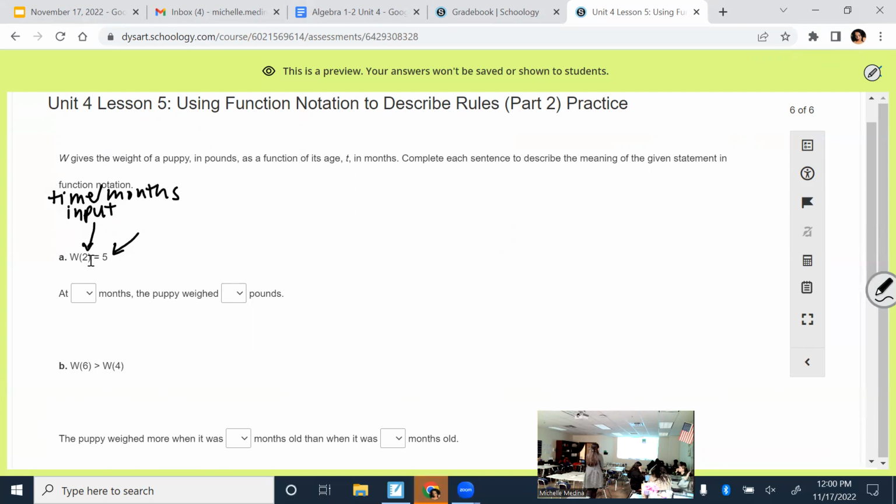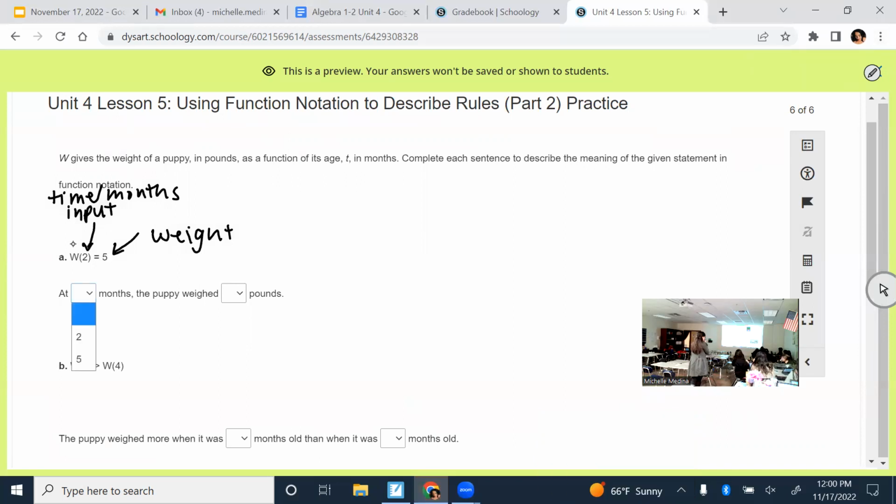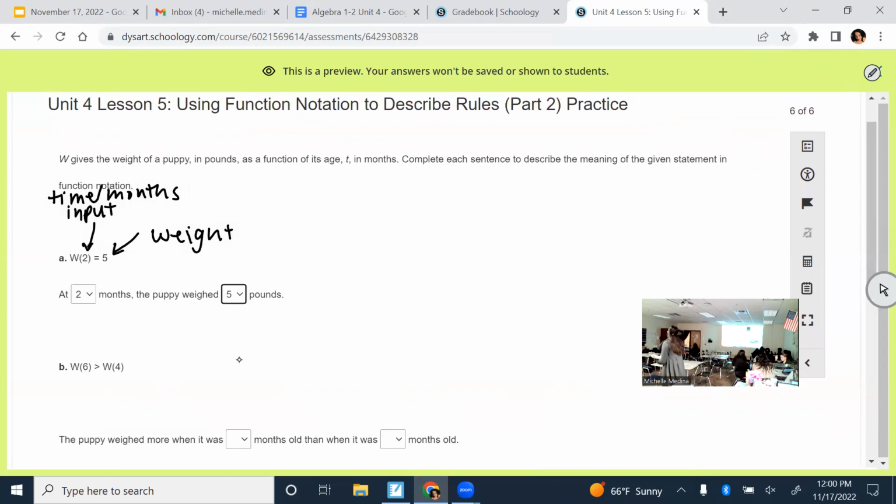So that means the 5 must be the weight. The weight would depend on how much time has passed when we're talking about a puppy. So at blank months, 2 or 5... at 2 months, the puppy weighed 5 pounds. Now, what must it mean when it's this? What do we say is in the parentheses? Time or weight?